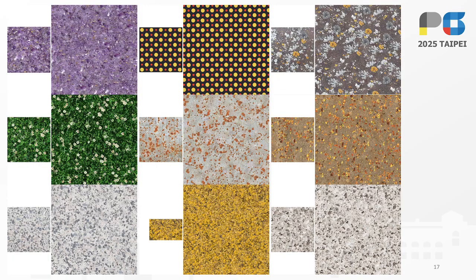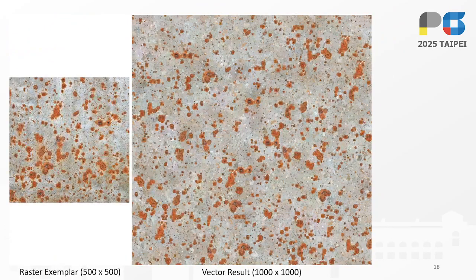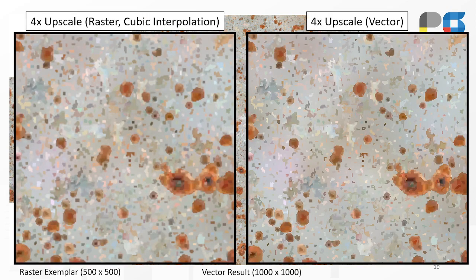And now we discuss some results. This first exemplar is ideal because it has a clear foreground and background, there are no recognizable structures, and the texton distribution is stochastic. As a result, we are able to produce a convincing output. As a reminder, all of our results are purely vector. When you perform a 4-times upscale, you can see the effect of the resolution independence. Note the sharper edges and interior detail in our vector upscale compared to a raster upscale.